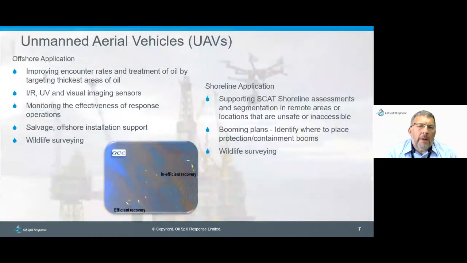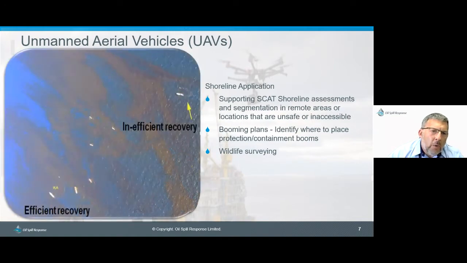So moving on to unmanned aerial vehicles, UAVs, they've got a couple of different applications, shoreline and offshore. Offshore, it helps to improve encounter rates and the treatment of oil by targeting the thickest areas of the oil. If I blow up that image, as you can see here, quite a large oil slick, and within that oil slick, it's got thicker edges, and then thinner edges here, and also gaps of fairly clean sea.